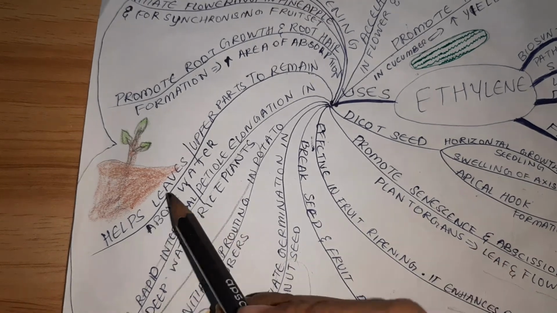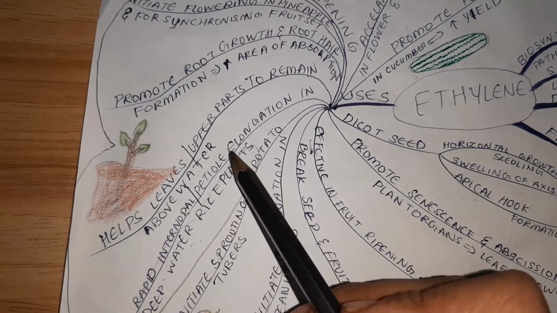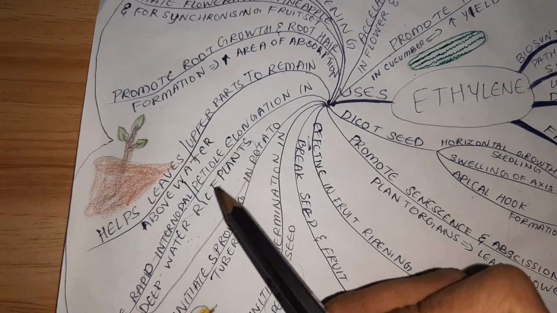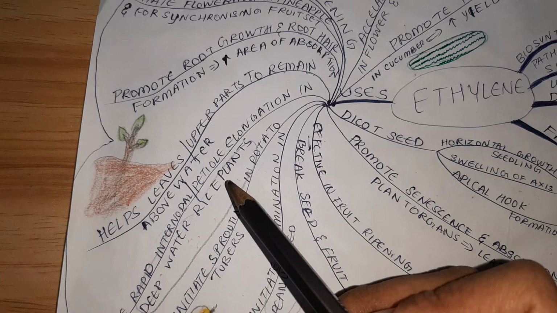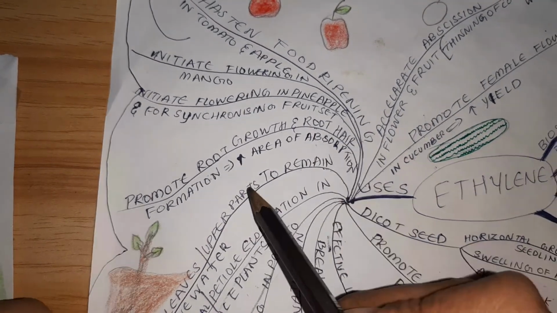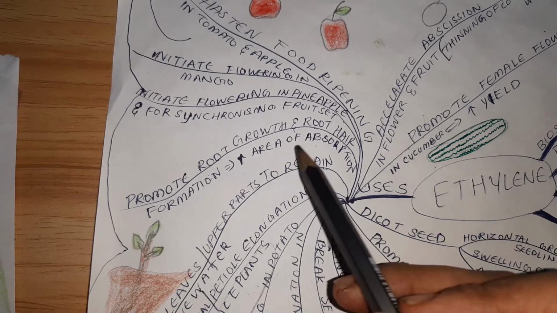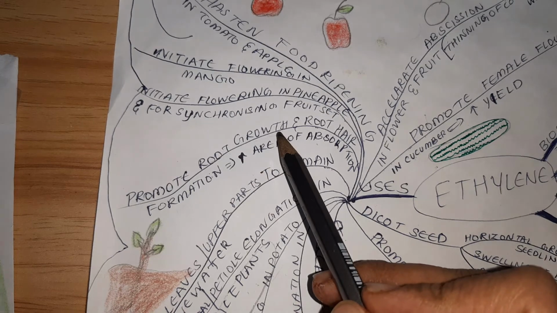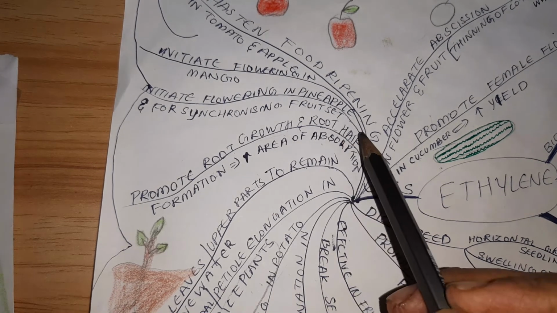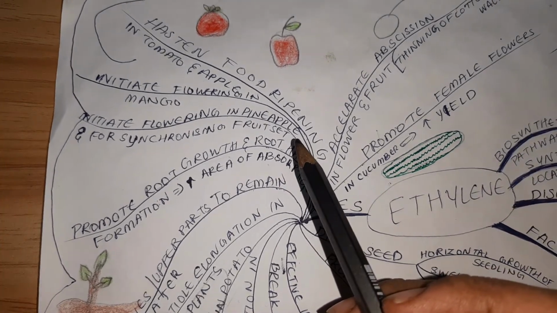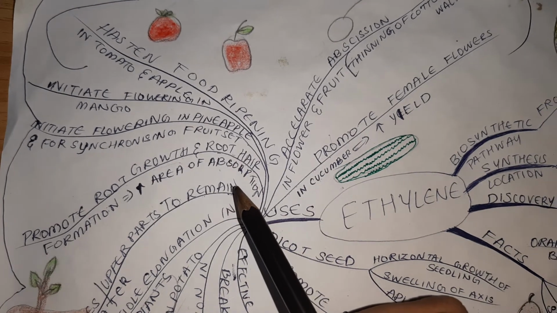Now, it helps the leaves and the upper parts, which can perform photosynthesis, to remain above water in these deep water plants. It promotes root growth and root hair formation. Therefore, the area of absorption is also increased. Roots can go down and they can absorb more water. Root hairs also help in extra absorption. In this way, ethylene increases the area of absorption.